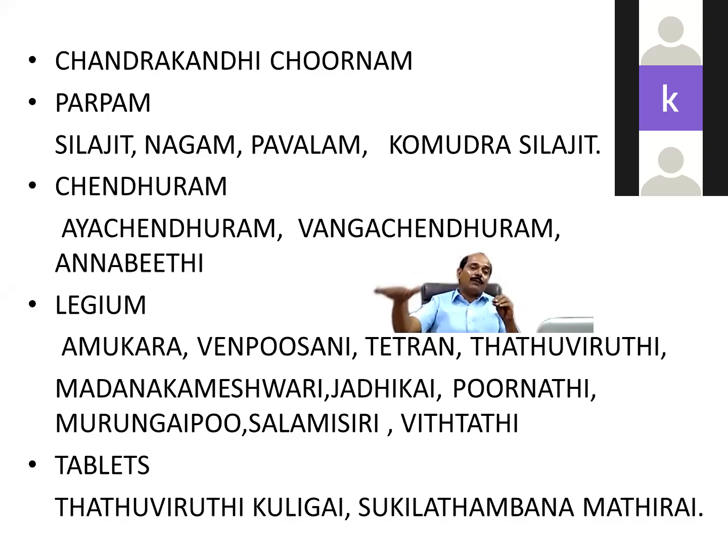So if you advise them a loose cotton underwear, a good tub bath, a good warm water bath, and then ask them to reduce the heat through proper food and oil bath, it will come to normal automatically. Then you can go for Amukra legium, Menpusana legium, Tetran, Thaduvirti, Madara Commercial, Jadika legium, very specifically for premature ejaculation. Purnadilegium, Murungapilegium, Vittadilegium, then Thadaviti Kulegai, Sukila Tambana Matra. These are all preparations which my junior doctors make and give to me. Next.